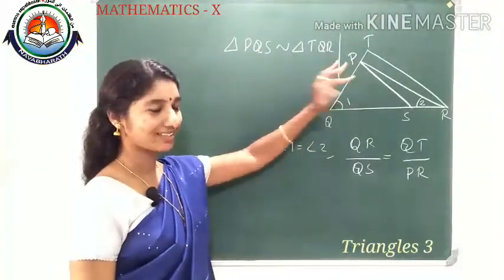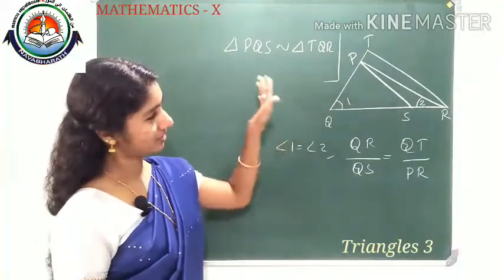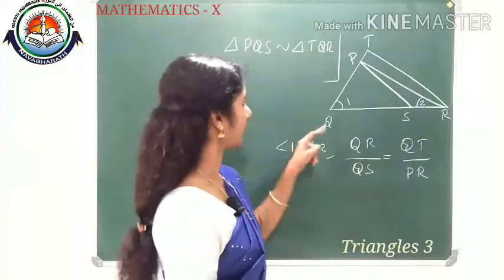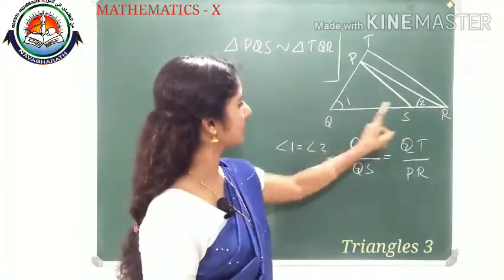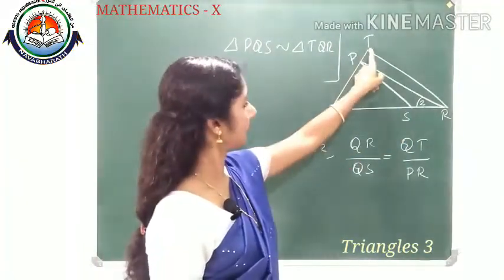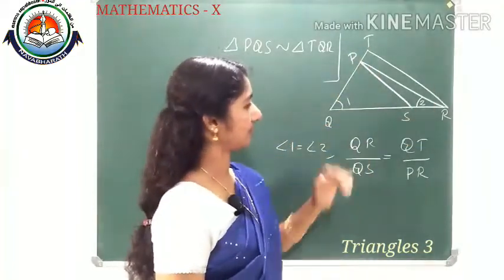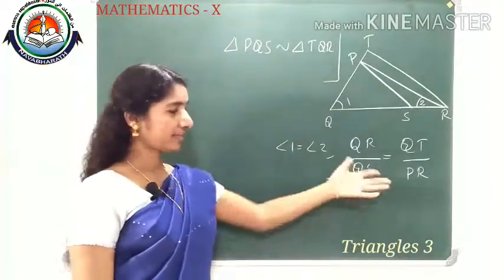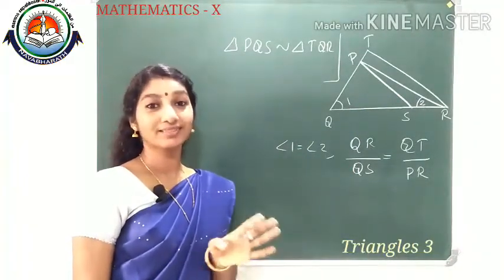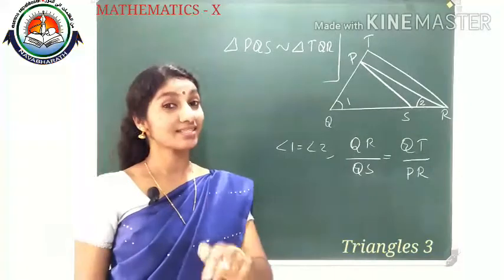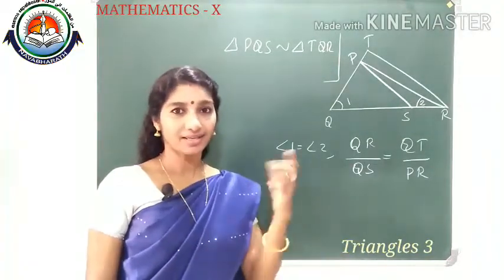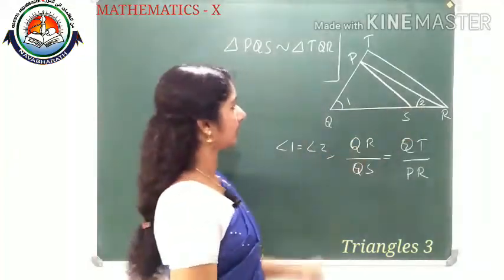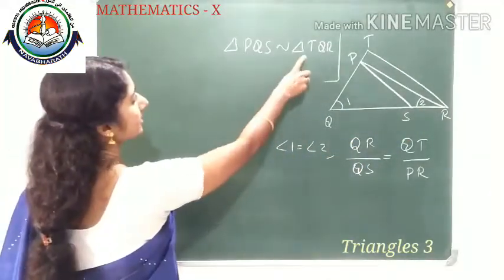So see the figure properly. Information is given like this. QR by QS is equal to QT by PR is given. Angle 1 and angle 2 are equal and one ratio is given. Of course, you may think that the SAS criterion is applicable here, isn't it? One angle and a sides ratio is given. So, angle 1 and angle 2 are given. Which triangles do we need? PQS and TQR.